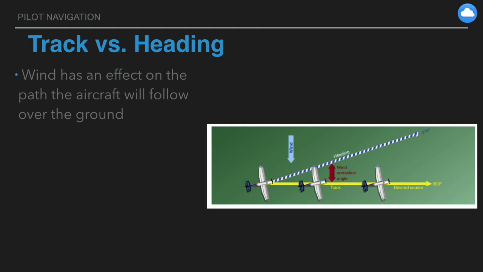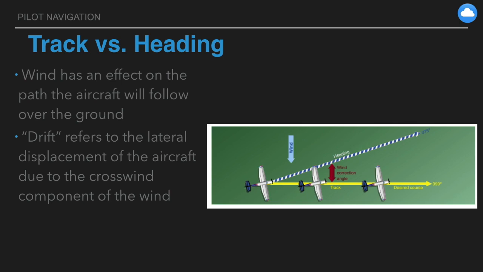Okay? So we know that wind has an effect on the path the aircraft follows over the ground. And if you think about it, a headwind or a tailwind is going to affect your ground speed. That's pretty easy, right? If I have a 10-knot headwind, my ground speed is going to be 10 knots less than my true airspeed. Not hard to figure out. But if I had a wind from the side, it would push me off track. Okay? And that's known as drift. So there's the definition of drift. The lateral displacement of the aircraft due to the crosswind component of the wind.